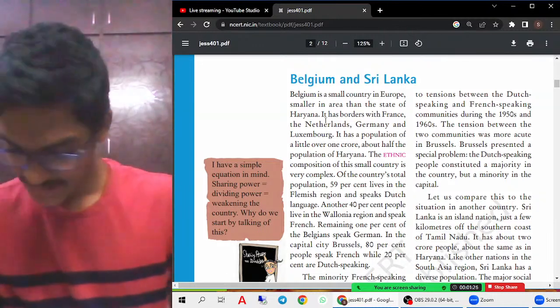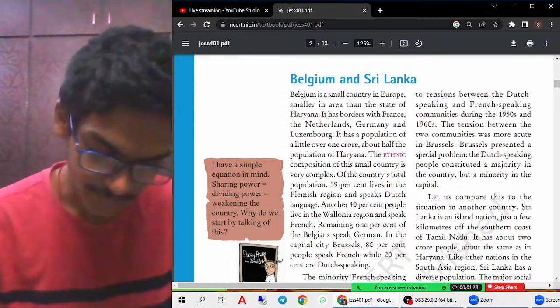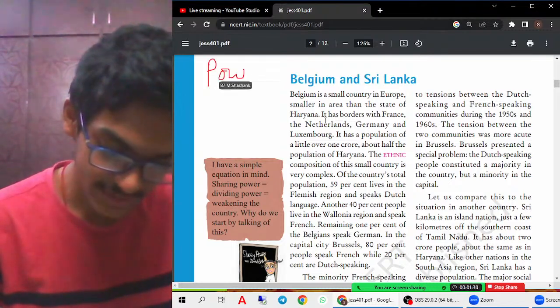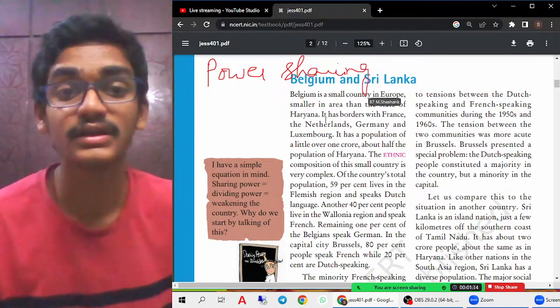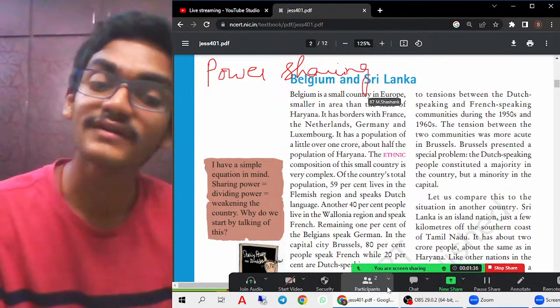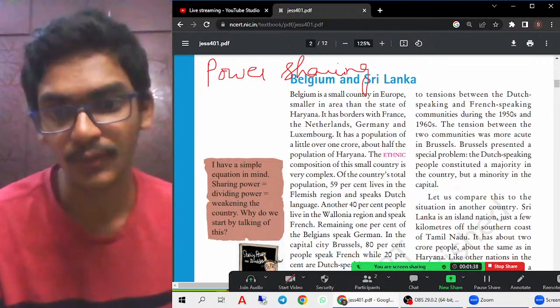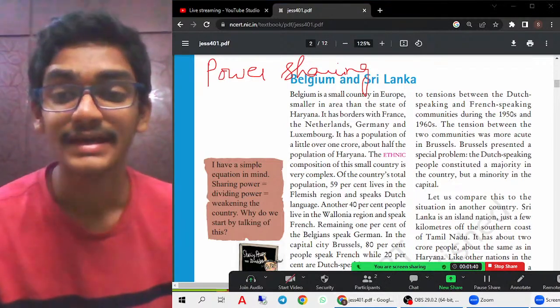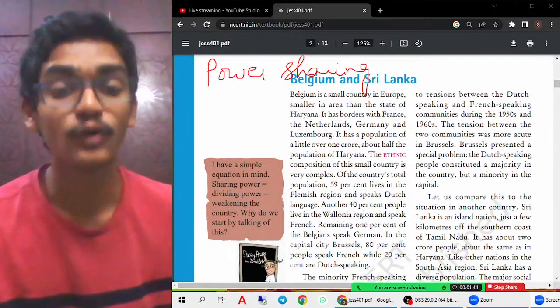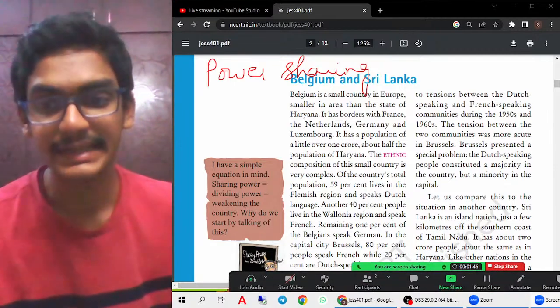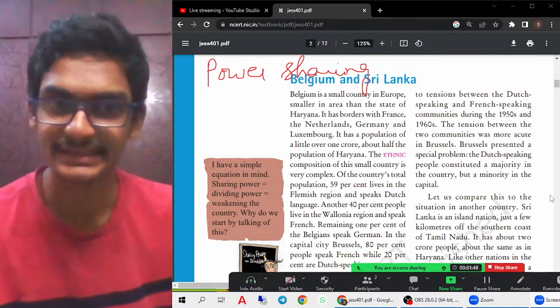Okay, so let us start with our concepts. In this chapter we are mainly going to see why power sharing is important, why it is very much desirable, meaning why it is very important in a democratic form of government. What will happen if there is no power sharing among the different social groups? What problems will actually arise? In context of that, we are going to understand it.